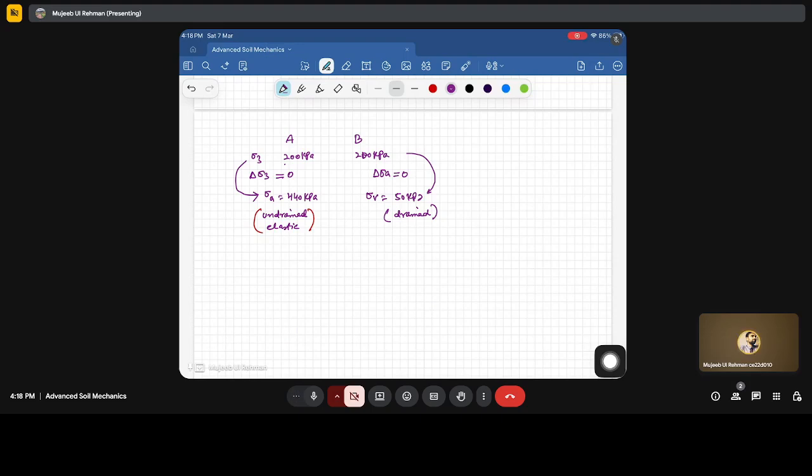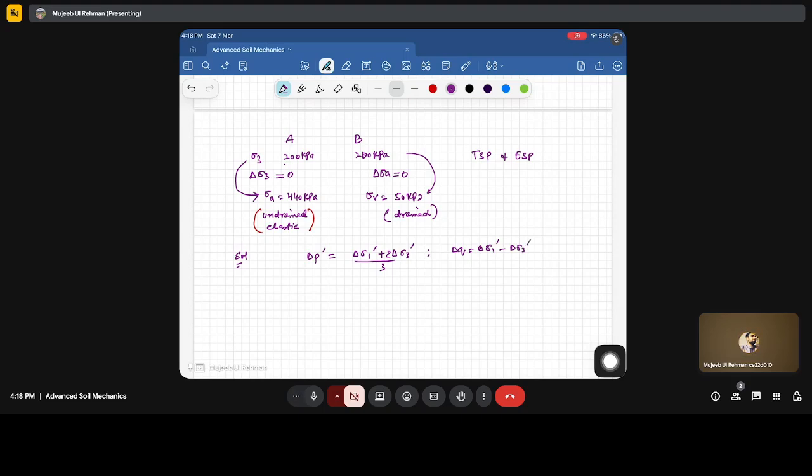I will show this step by step. So this is the question. We have been asked to plot the TSP and effective stress path. Now the first and foremost thing is it's better to state things in incremental form. So delta p dash is equal to delta sigma 1 dash plus delta sigma 3 dash divided by 3, and delta q is equal to delta sigma 1 dash minus delta sigma 3 dash. Fine.